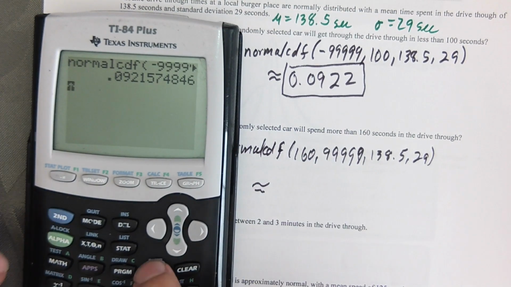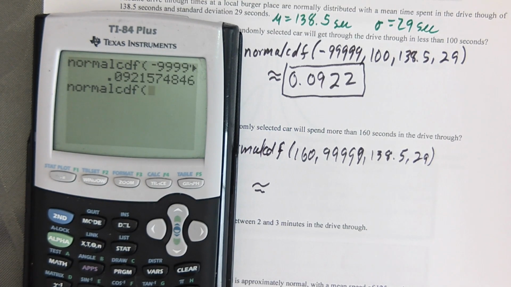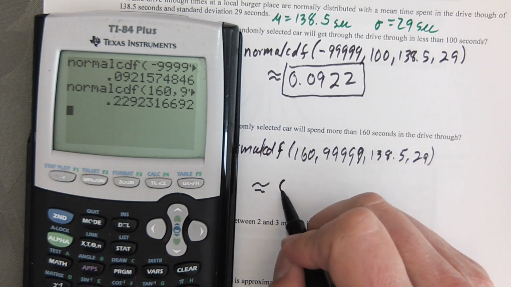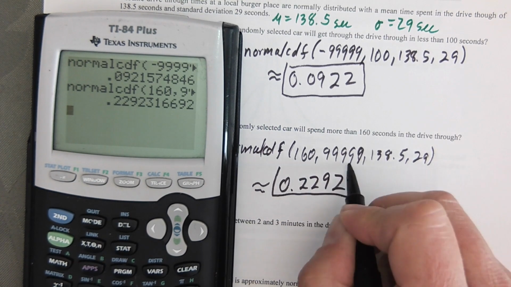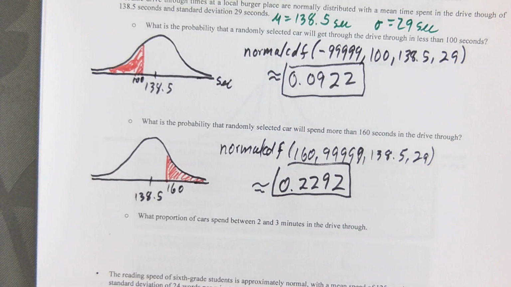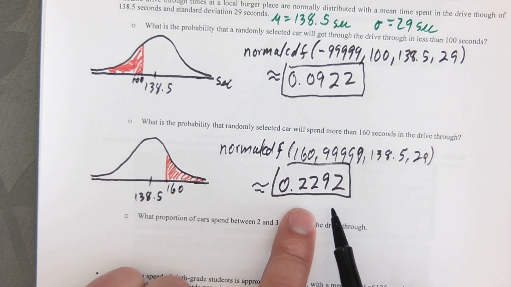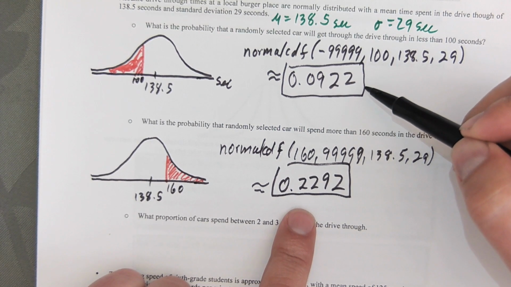Once again, second distribution, normal CDF. Now it's 160, to a big number, with 138.5 and 29. In this case, there's a higher probability that it will take more than 160 seconds than the probability of less than 100 seconds.